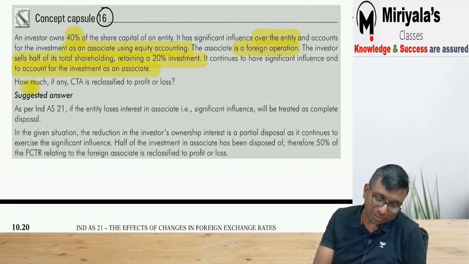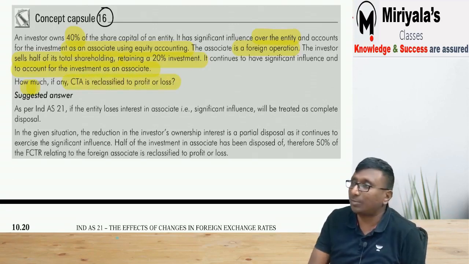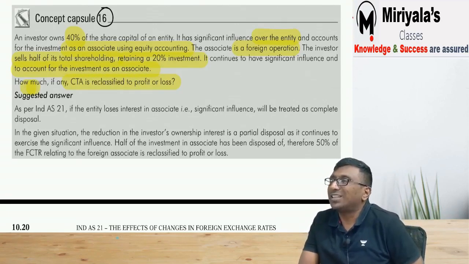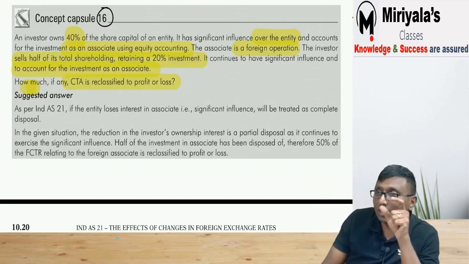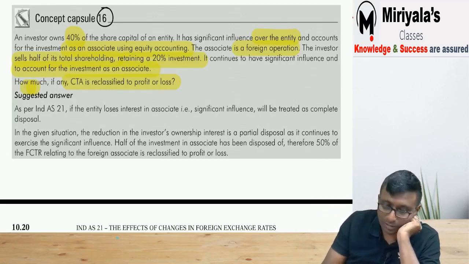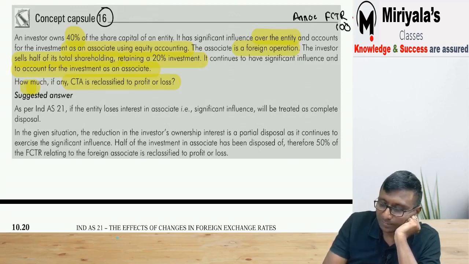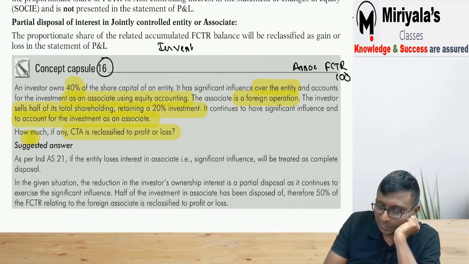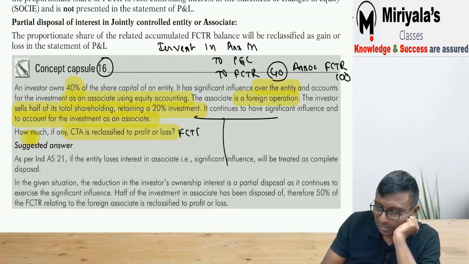Correct. How much, if any, of the CTA is realized to profit and loss? CTA, the currency translation account, he is telling, that is our FCTR. You must have taken the FCTR of your 40 percent stake. See, if our associate company had an FCTR of 100 rupees, what would you have done? You would have passed a journal entry: investment in associate account debit, to normal profit and loss, and to FCTR also you will pass. What was your stake? 40. So in my balance sheet there is FCTR of 40, and to that extent the investment in associate also, in the consolidated financial statements, I have increased by 40.